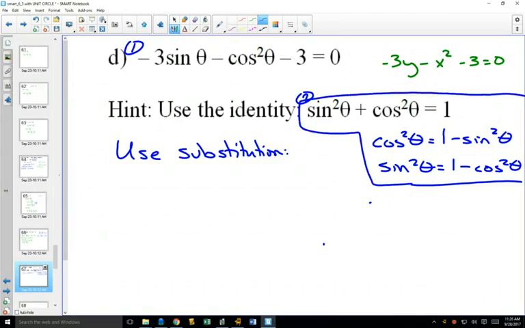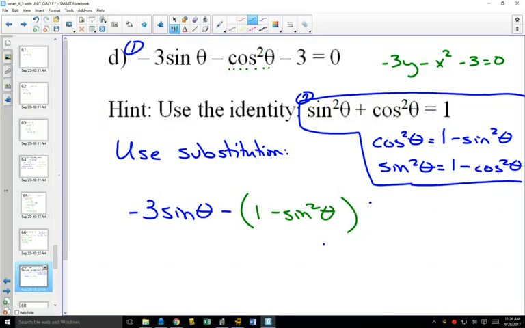In our situation, what do we have in our question? A sine squared or a cos squared? We have a cos squared. So we are going to substitute. We're going to rewrite equation 1. We're going to write negative 3 sine theta minus, then we're going to put brackets in, and where the cos squared was, we're going to substitute in 1 minus sine squared. We still have the minus 3 equals 0. See how I use the substitution?